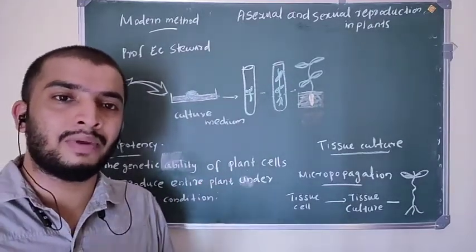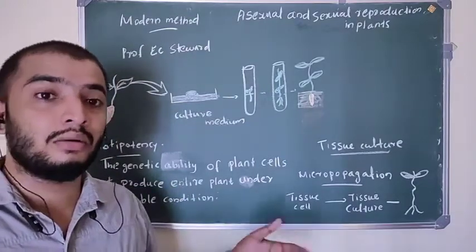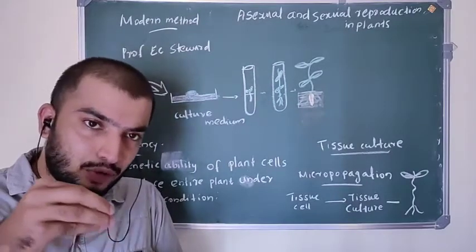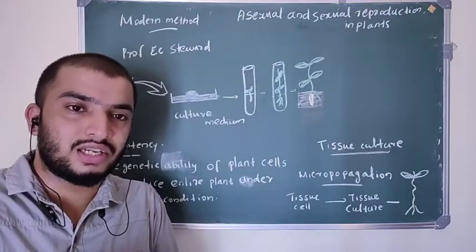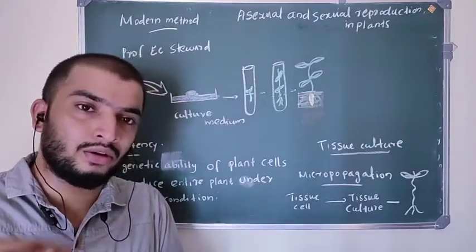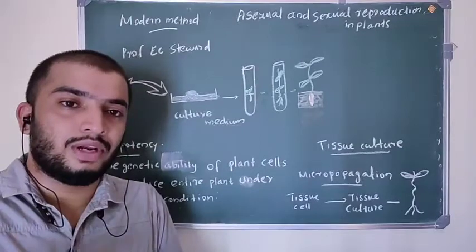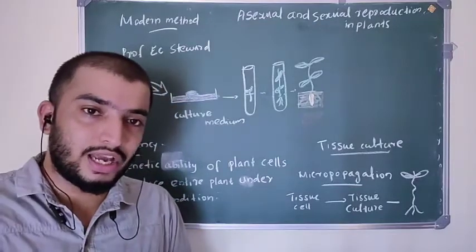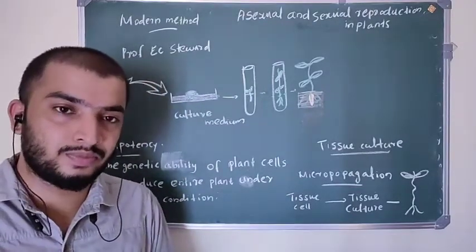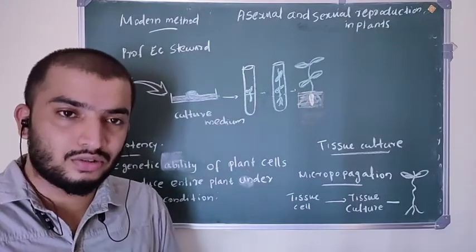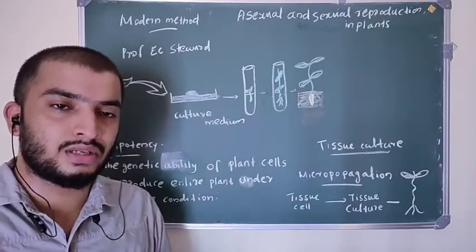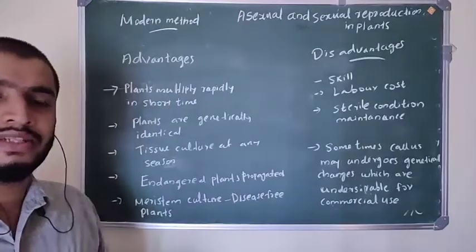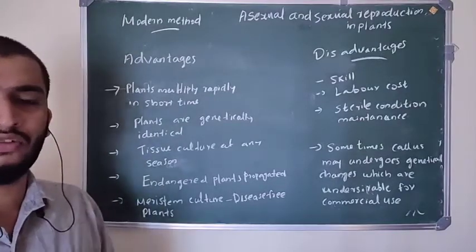We can develop many plants in a short period of time by micropropagation, because here we use only plant tissues or cells, and we put them in a controlled or sterile condition. Then we give them hormone treatment and nutrient medium. After some days we can observe they develop into complete plants. Also we get genetically identical, disease free plants. So let's discuss the advantages and disadvantages of micropropagation.